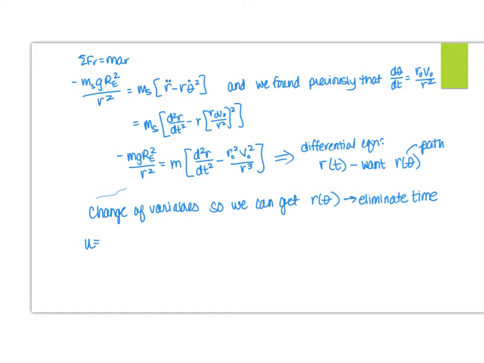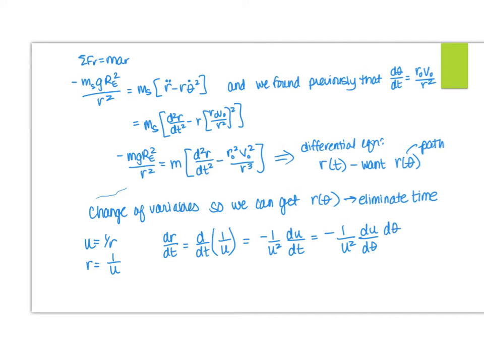We're going to say u is equal to 1 over r, just so we recognize it. Whenever we see r, that's going to be 1 over u. We also need to know how to write the derivative of r with respect to time, which would be, now it's the derivative of 1 over u with respect to time, which would give us minus 1 over u squared du dt equals minus 1 over u squared. Remember, we don't like time, we want to get rid of it. du d theta, so we're going to use the chain rule, d theta dt.